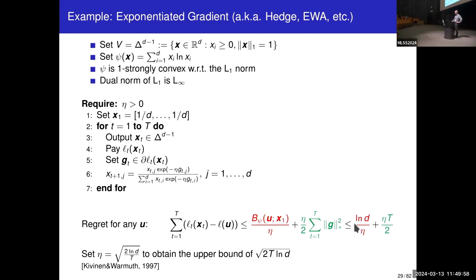And this term can be upper bounded by the logarithm of d when x_1 is the uniform distribution. Okay. And now you get log d over the learning rate, plus the learning rate times the number of steps divided by 2. If you tune the learning rate optimally, you will get an algorithm whose dependency on dimension is just logarithmic. And so this is a very interesting algorithm, and this is basically the basis if you do learning with experts, if you do bandits, all these algorithms are based on this algorithm.